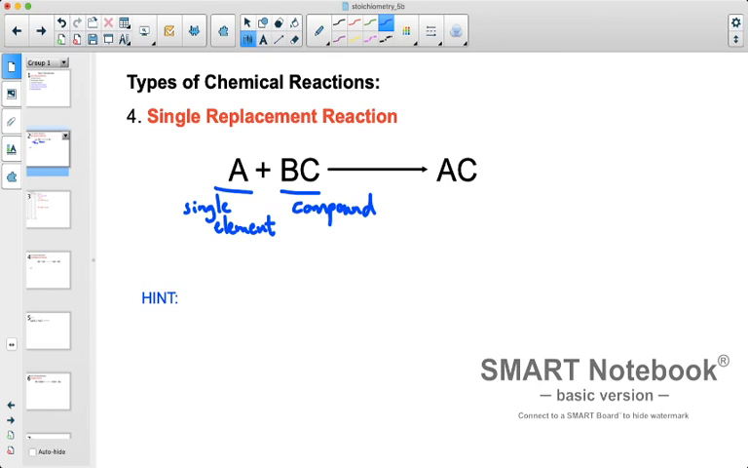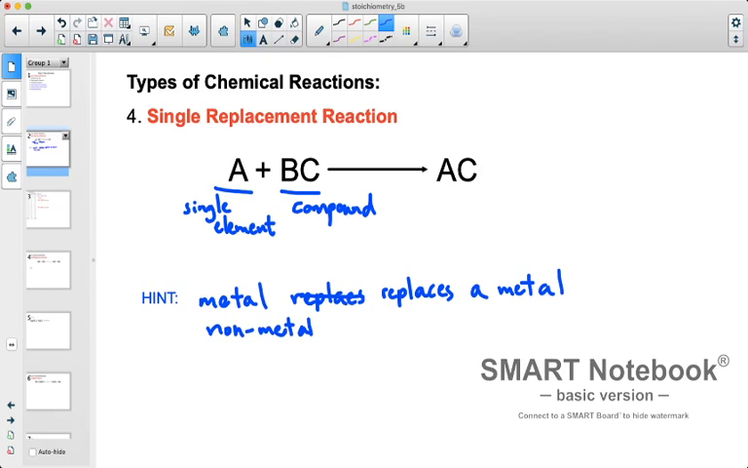Now, as a hint, you should know that if the single element is a metal, then it can only replace another metal. And the same goes true for a nonmetal. If your single element is a nonmetal, then it can only replace a nonmetal. Right? So that's one of the big hints. And the single element has to pry apart the compound.